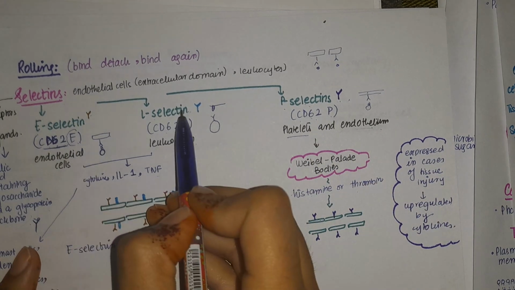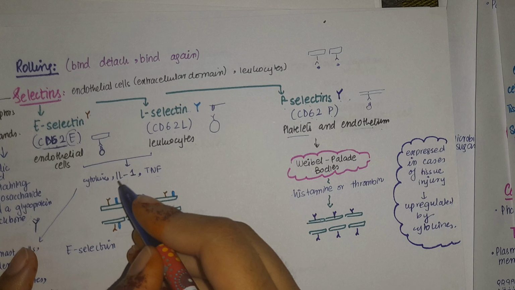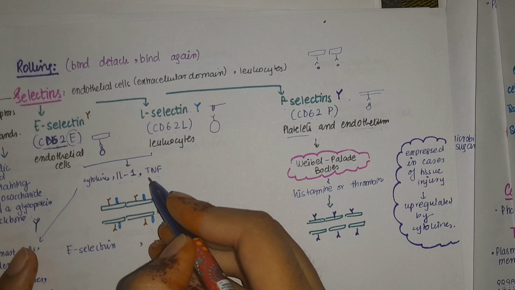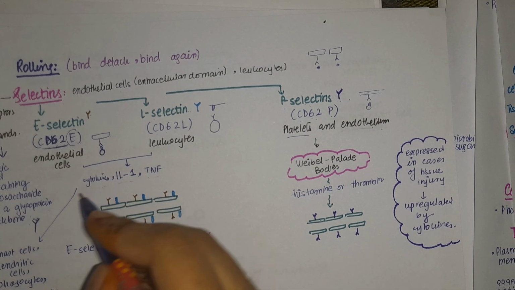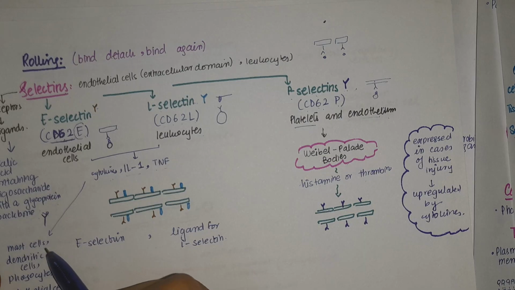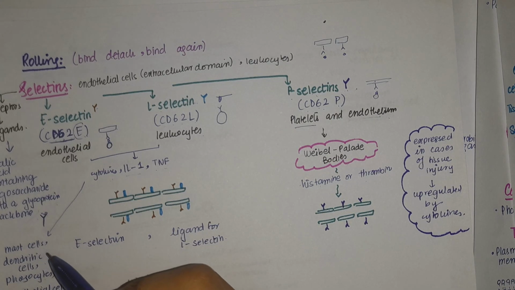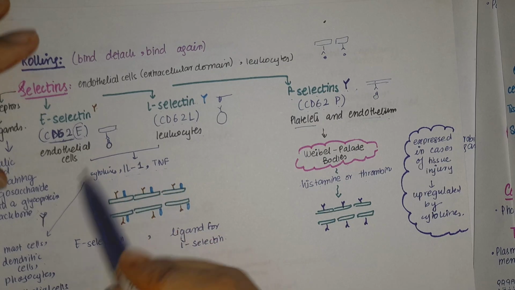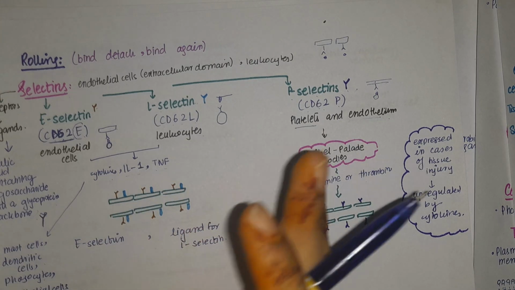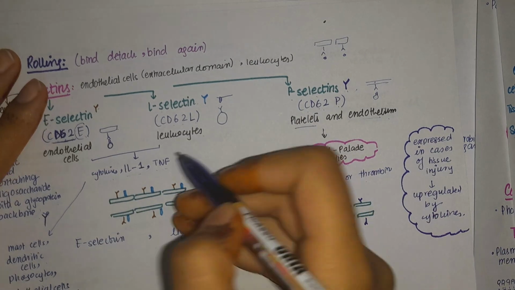For E and L-selectin, they require a stimulus like interleukin 1, TNF, and the cytokines that are coming from the resident cells, that are mast cells, dendritic cells, and phagocytes. We have discussed this in the previous video with the whole diagram. You can consult that diagram from Robbins and you will remember each and everything.